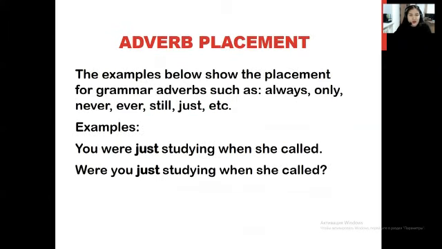Adverb placement. The examples below show the placement for grammar adverbs such as always, only, never, ever, still, just. Examples: You were just studying when she called. Were you just studying when she called?